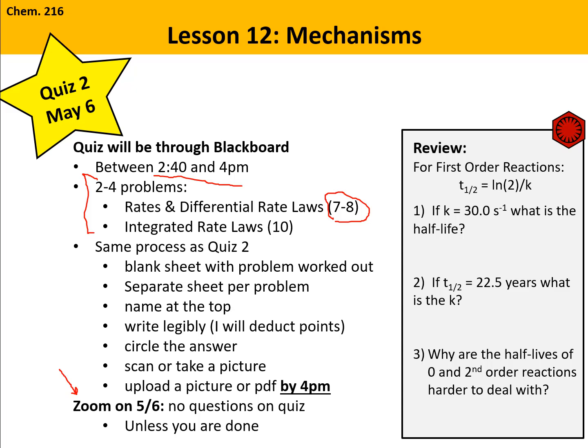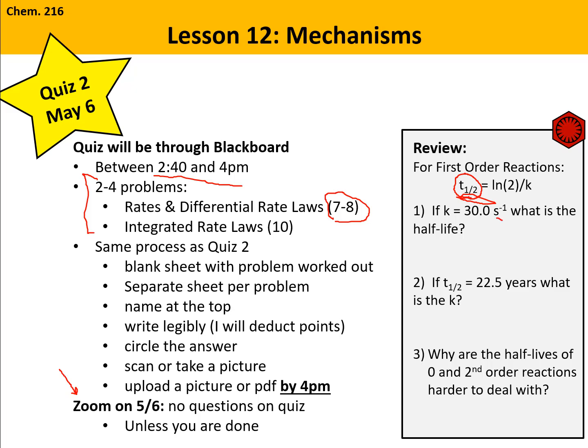Okay, so let's do a little bit of a review on first order reactions. So for first order reactions, we said the half-life, remember that's the amount of time for half of whatever we're looking at to react, is equal to ln2 over k. Now this half here, remember this is a symbol, right? So you don't divide by 2 or anything like that.